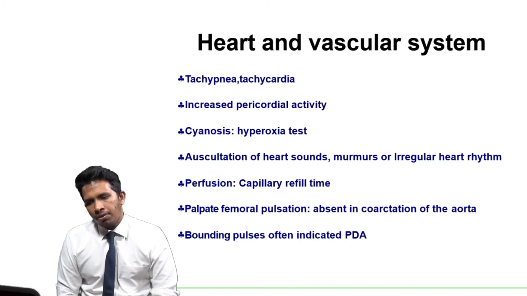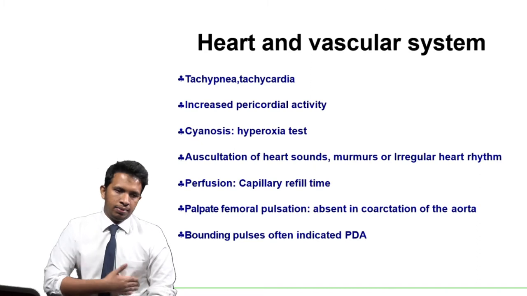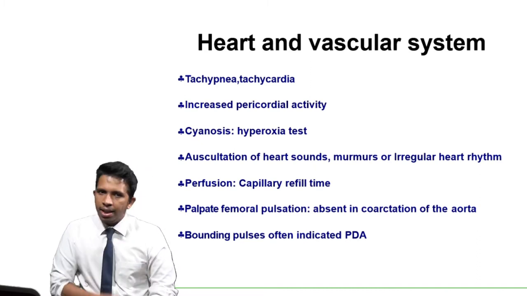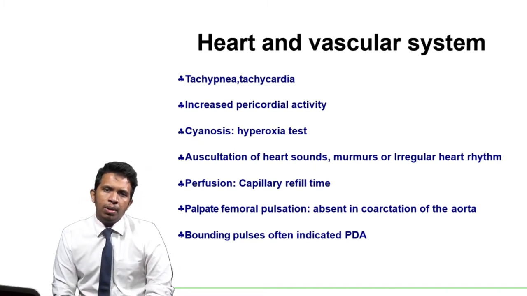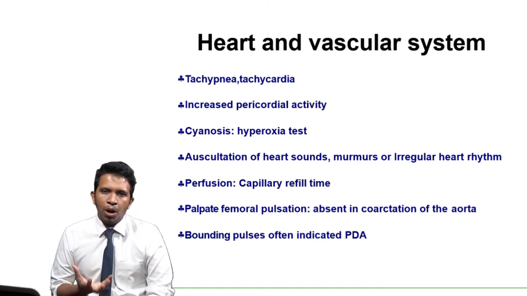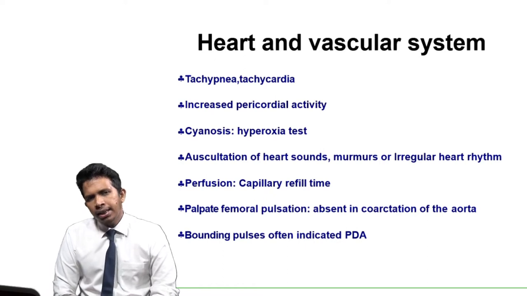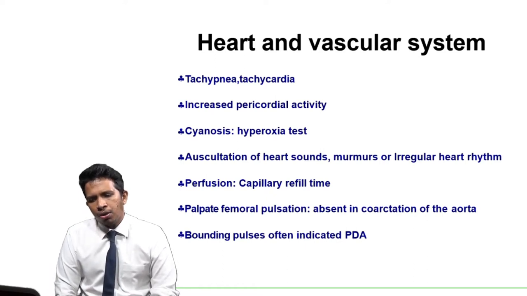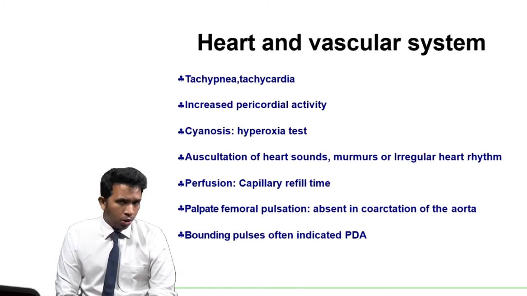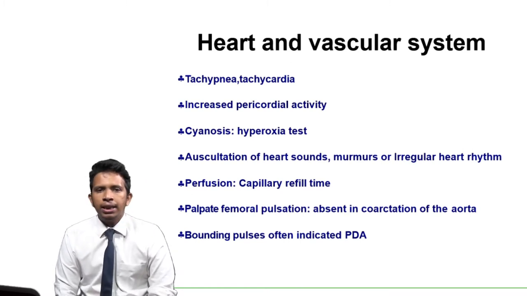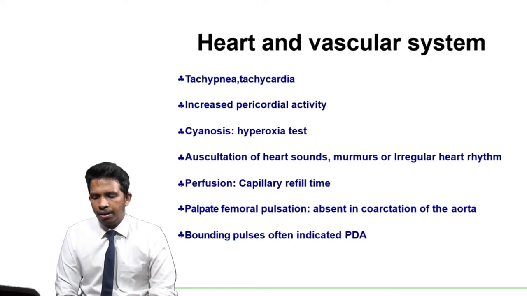Check the heart rate, whether the child is tachycardic or bradycardic, if the heart rate is low or high. Then look at the precordial area, where the heart is, on the left side, and see if there is any increased activity, where you can see the abnormal pounding of the heart muscles. Then we have to auscultate the heart sounds to see if there are any irregular rhythms or mainly murmurs. Murmurs indicate congenital heart defects.